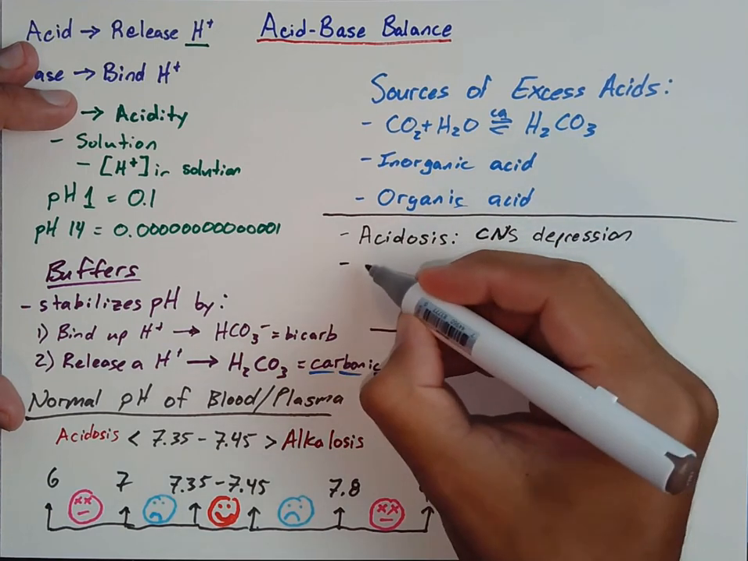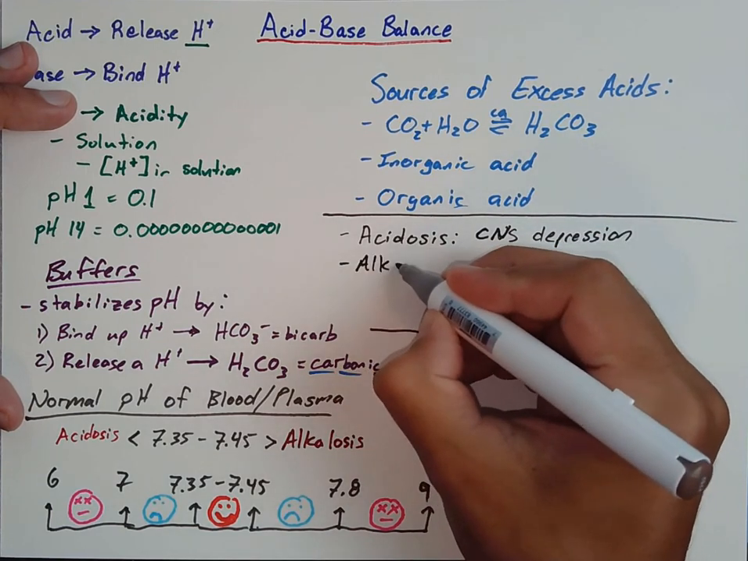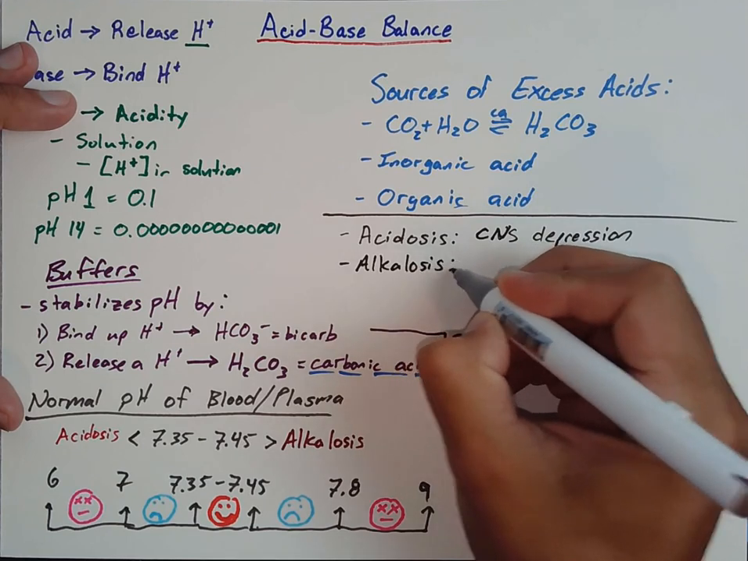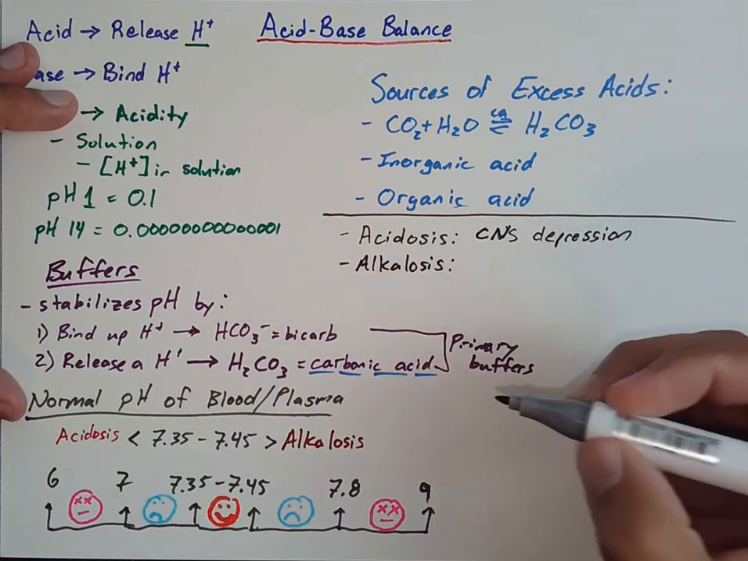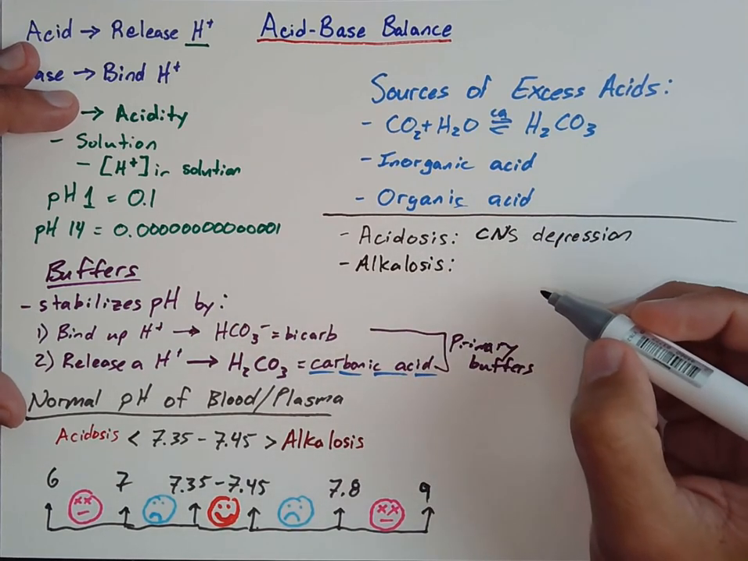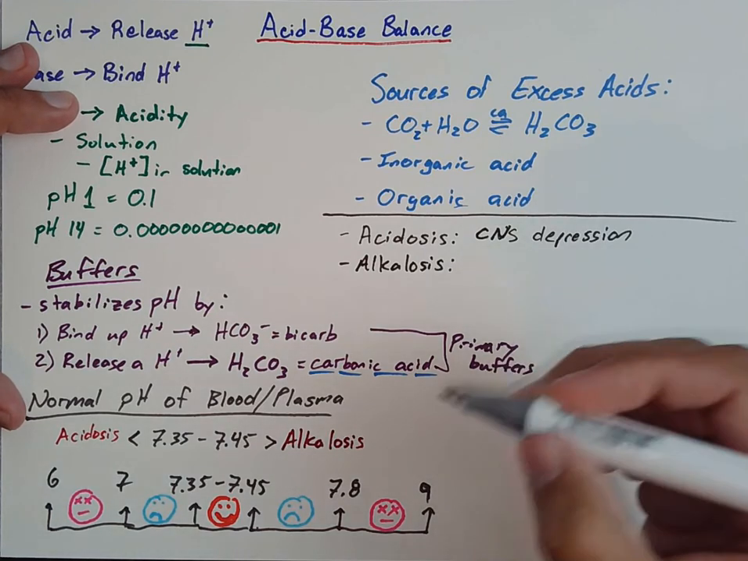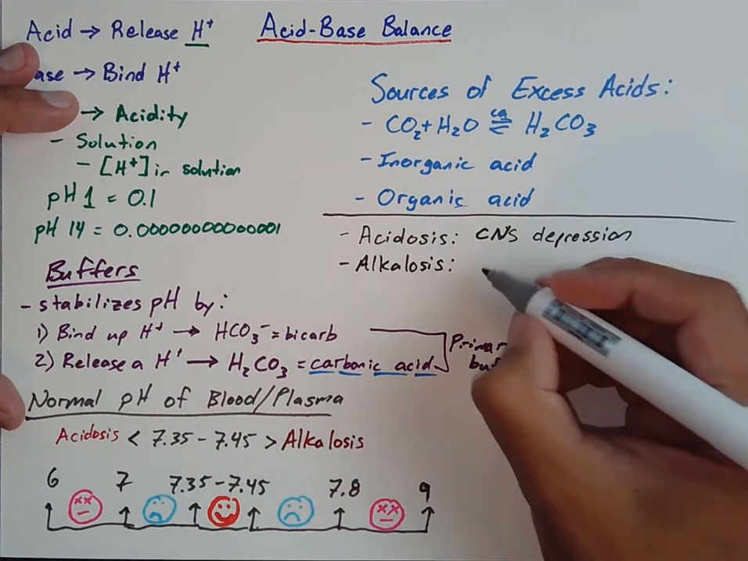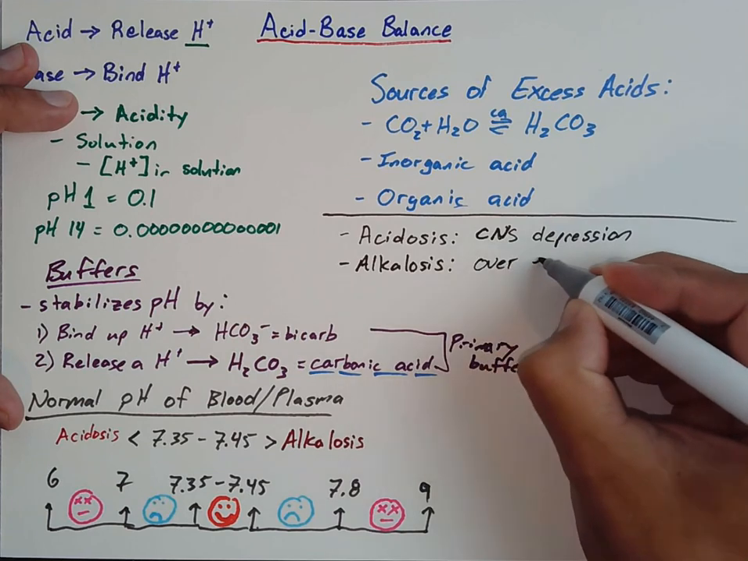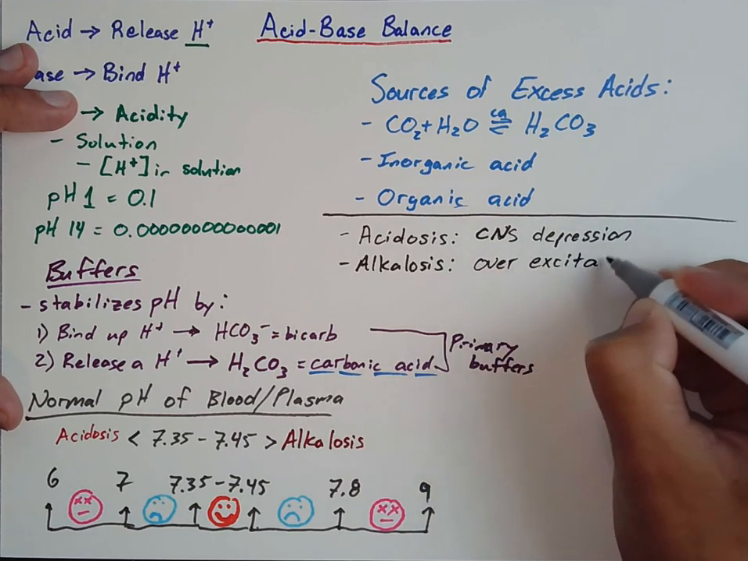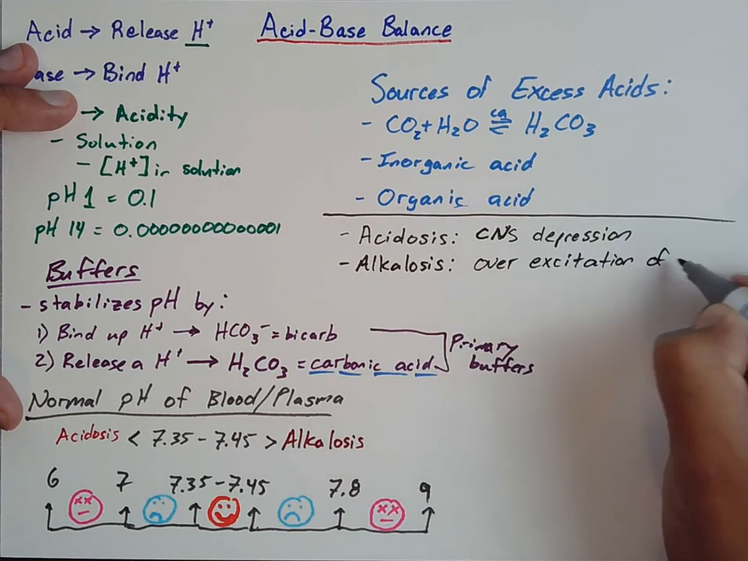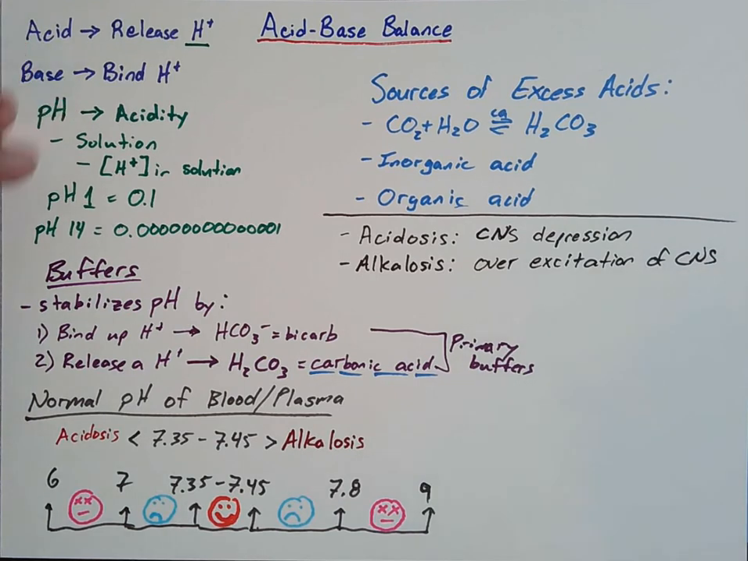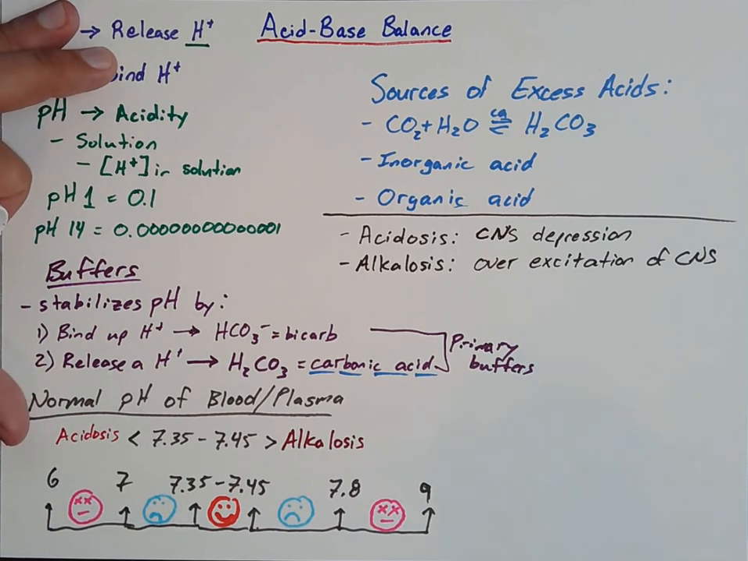Versus alkalosis. What alkalosis is going to do is start to speed up that brain. It's going to start to cause confusion and overexcitability. A lot of this has to do with enzymatic activity. Some of it actually has to do with potassium.